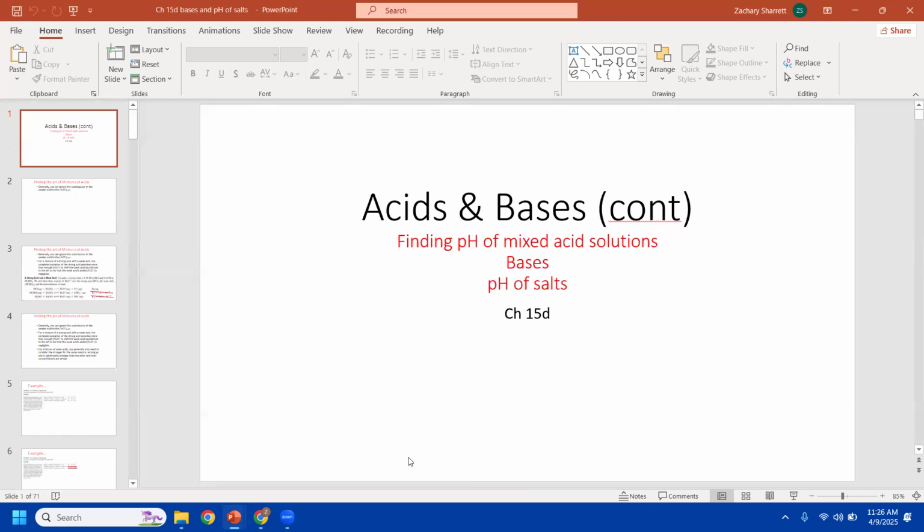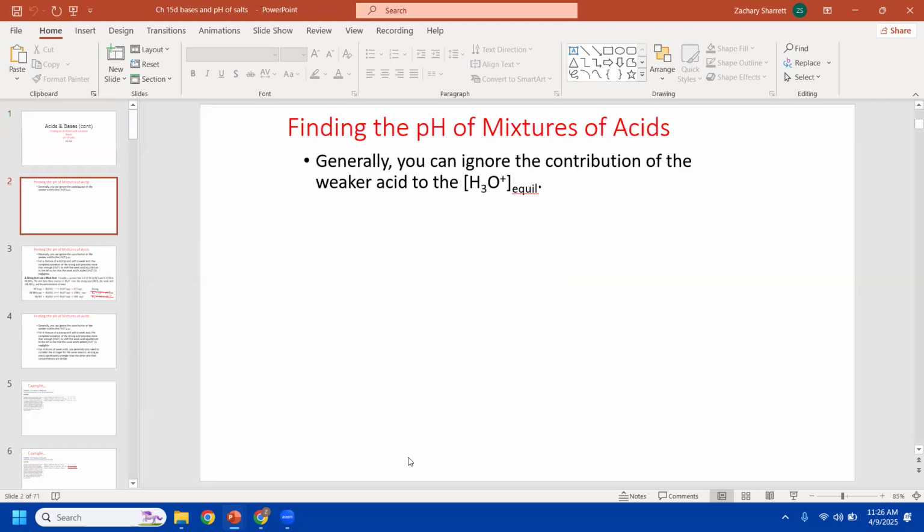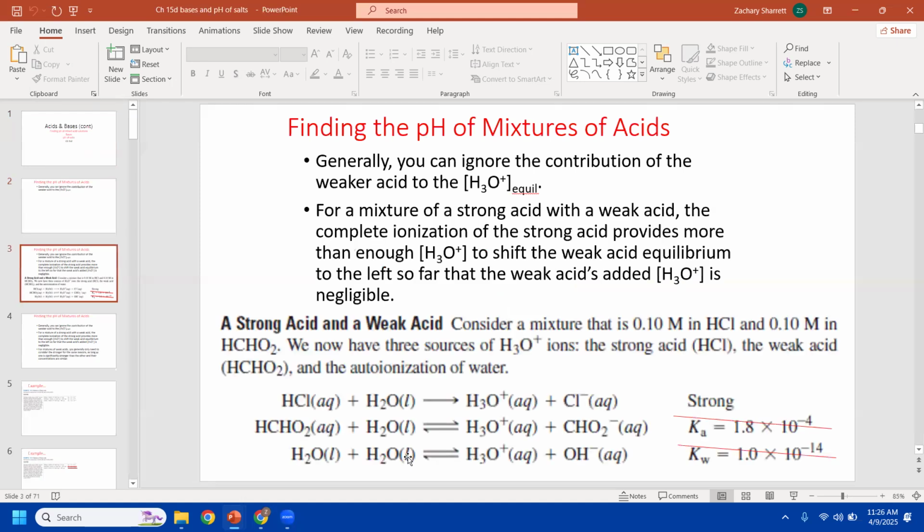So the last thing from chapter 15 is finding the pH of mixed acid solutions, finding the pH of bases, and then finding the pH of salts. Okay. For mixed acid solutions, generally you can ignore the contribution of the weaker acid unless there's two acids with very similar Kas, in which case it would suck and there's a way to do it, but I will not test you on that, okay?